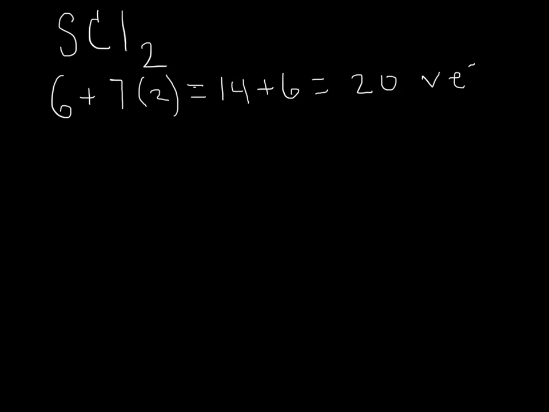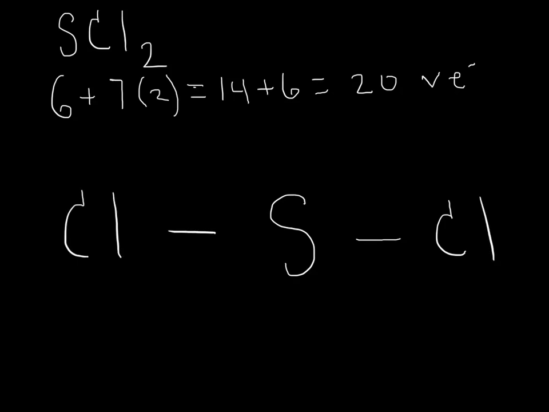So now, how we draw this up will be, we'll put sulfur in the middle, and since we have 2 chlorines, we'll put them next to sulfur. So since we have 20 total, we have 7 for chlorine, so we'll use a different color. We'll start putting electrons on chlorine.